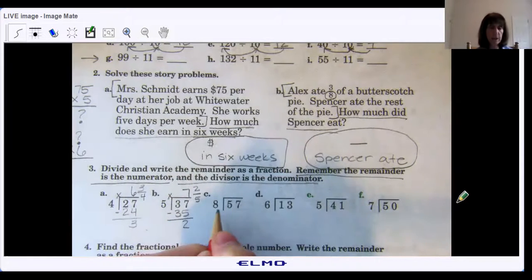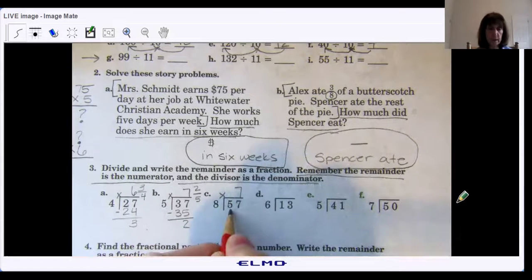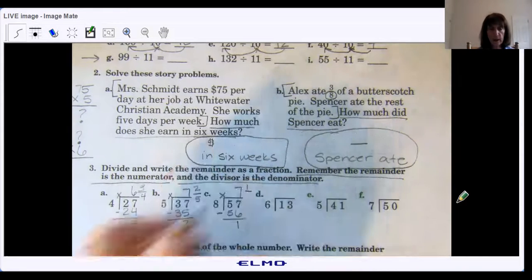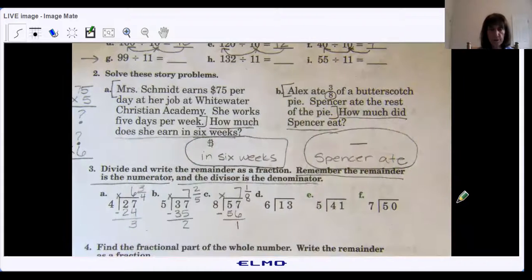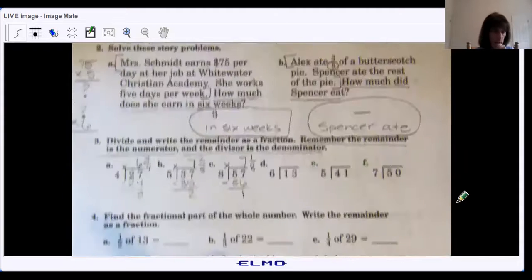How many 8s are in 57? About how many times does 8 go into 57? It's 7. 7 times 8 is 56. You're going to draw your line and subtract. All right, 7 take away 6 is 1. 1 is your numerator, and 8 is your denominator. Your answer is 7 1/8. Okay, I'm going to leave the next 3 for you to do when we get off. So you're responsible for the story problem so far, and the rest of the ones that we're not doing.